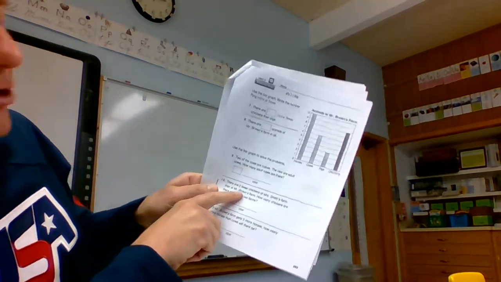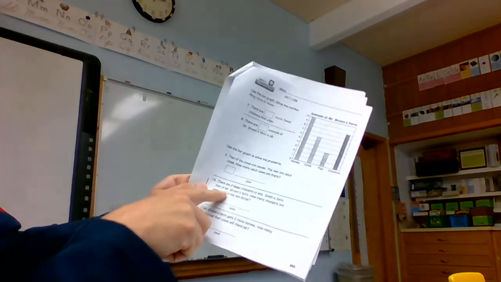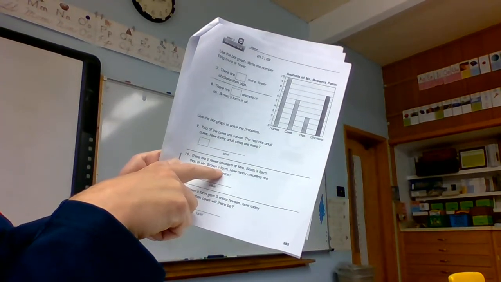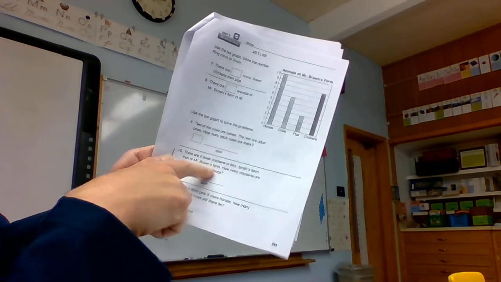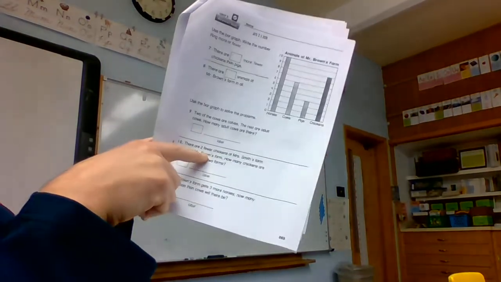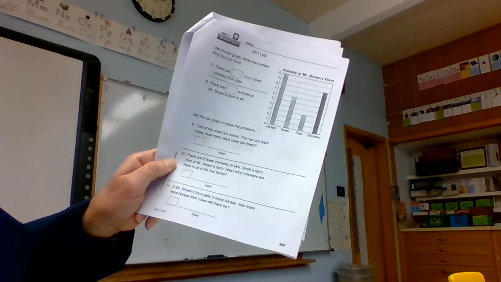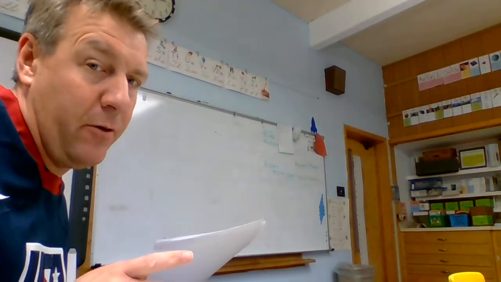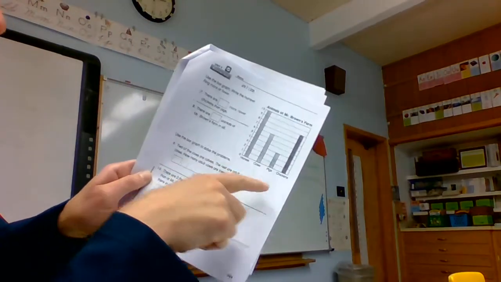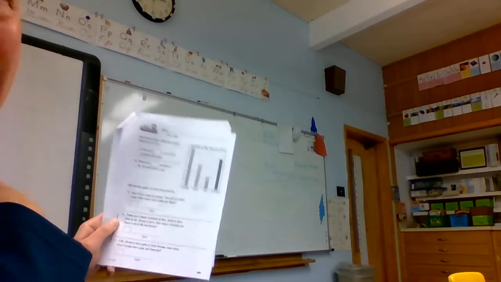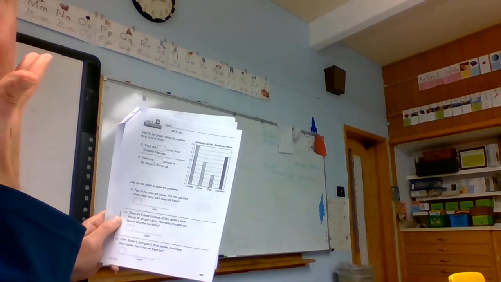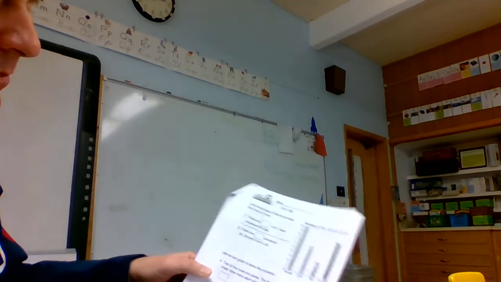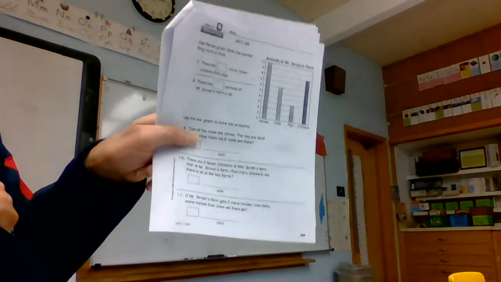Here comes the two-part problems. There are 2 fewer chickens at Mrs. Smith's farm than Mr. Brown's farm. So we know Mr. Brown has 8 chickens. Mrs. Smith has 2 fewer. But the question is how many are there altogether at the 2 farms? So first you need to figure out how many there are at Mrs. Smith's farm, and then you need to tell me how many there would be altogether. So there's 2 parts to that. 2 parts to the next one.